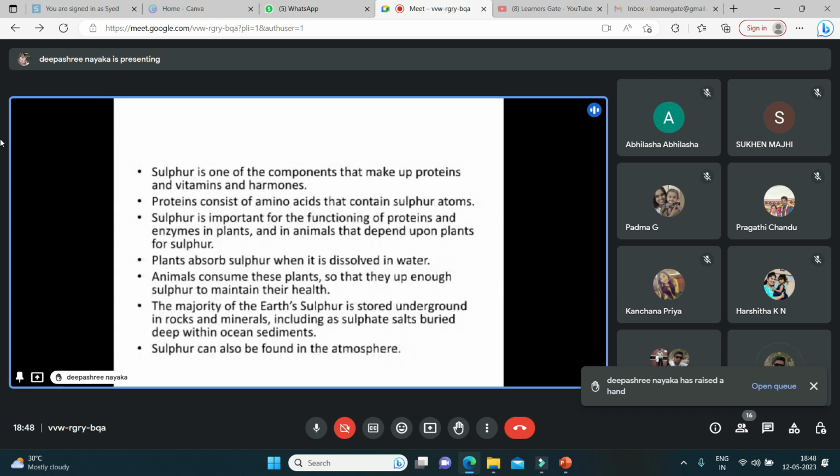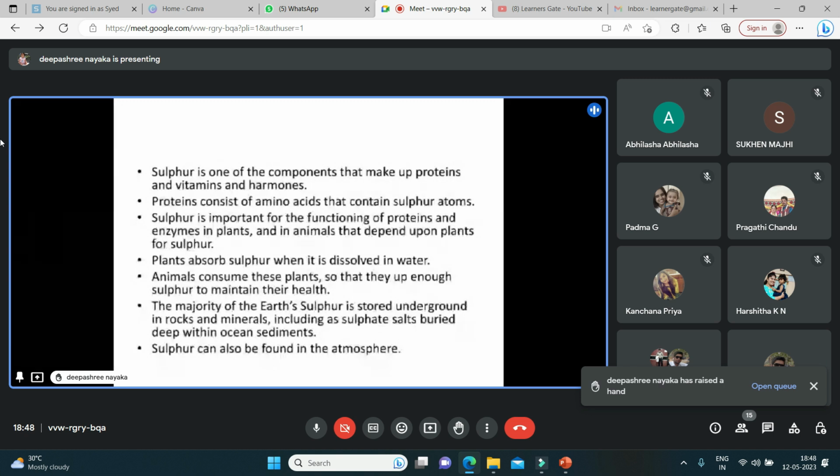Proteins consist of amino acids that contain sulfur atoms. Sulfur is important for the functioning of proteins and enzymes in plants and in animals that depend upon plants for sulfur. Plants absorb sulfur when it is dissolved in water. Animals consume these plants so that they have enough sulfur to maintain their health.